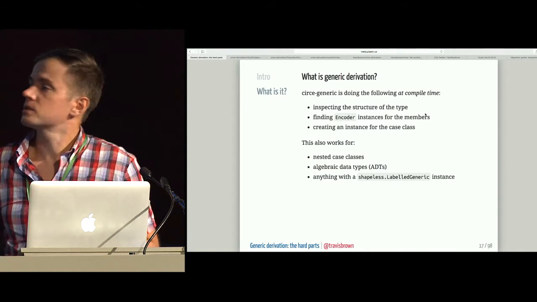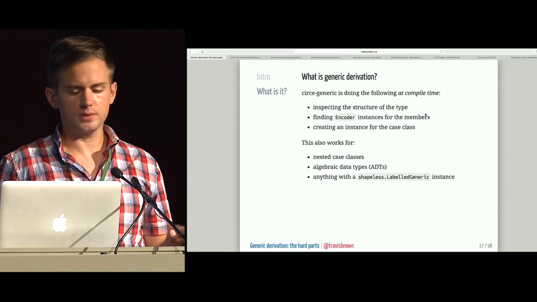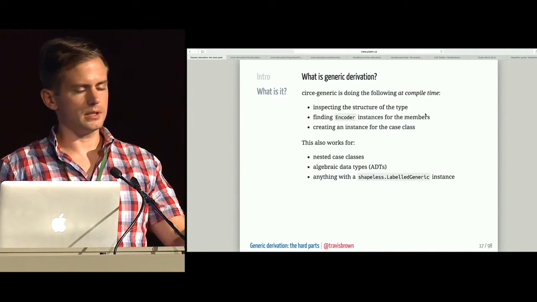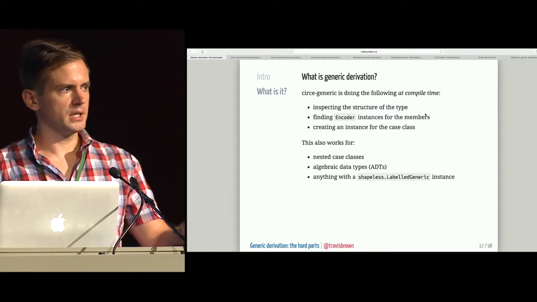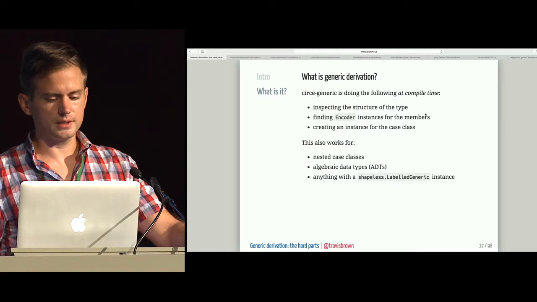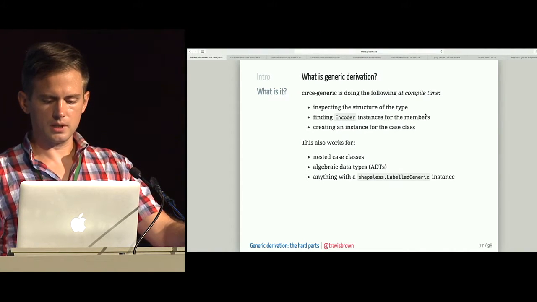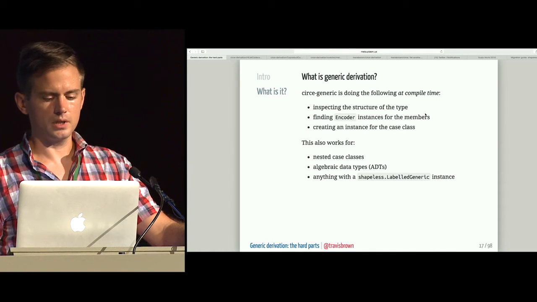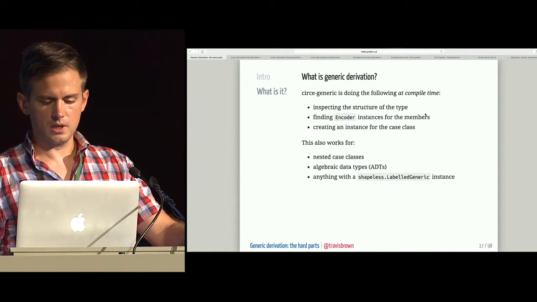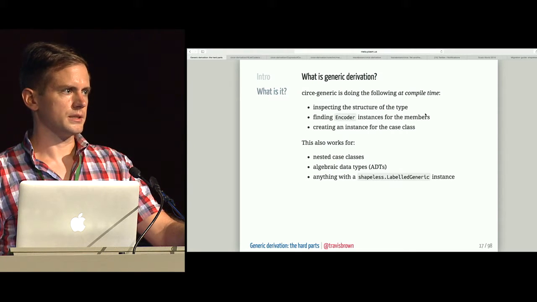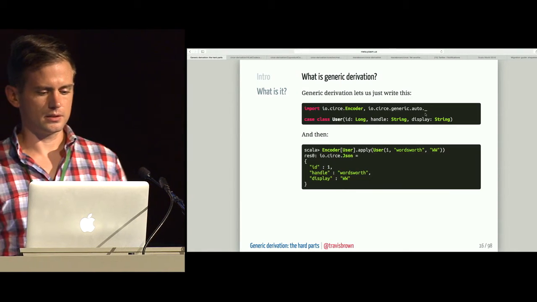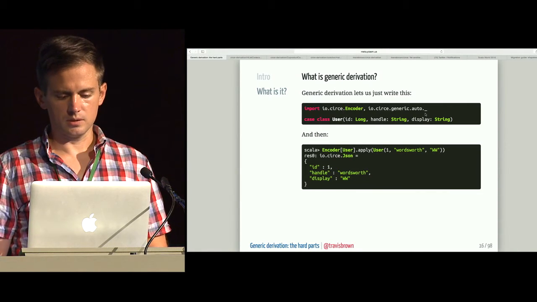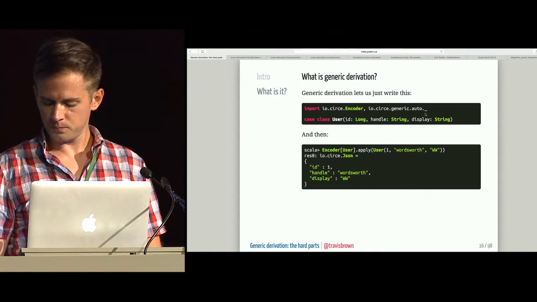Okay. So all of this is happening at compile time. Circe generic is inspecting the structure of the type, the names of the members, the types of the members. It's finding those encoder instances, creating an instance for the case class, and we're done. And this works for case classes. It works for algebraic data types, and we can provide instances of Shapeless LabelledGeneric for other case classes, and Circe generic will just work with the instance that we provide for those other types.